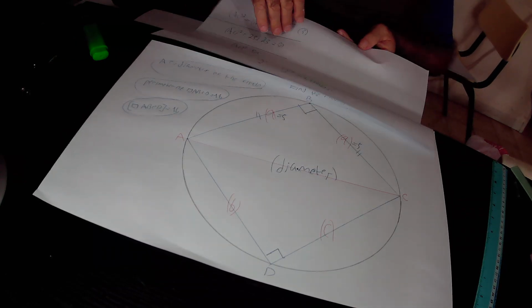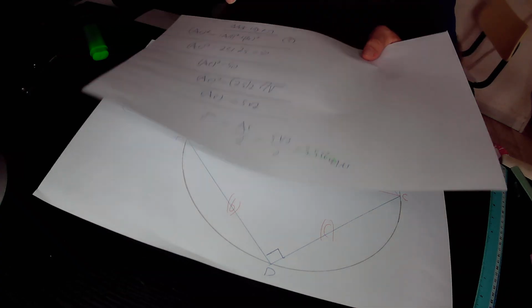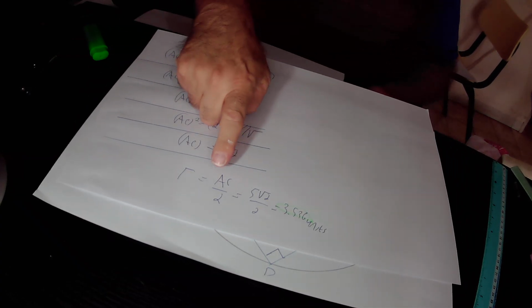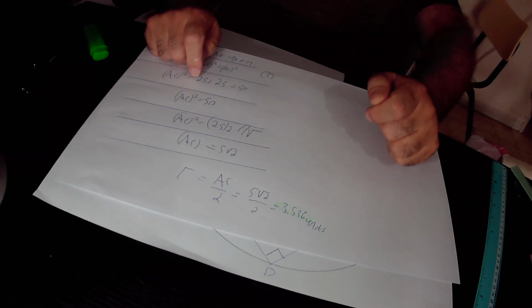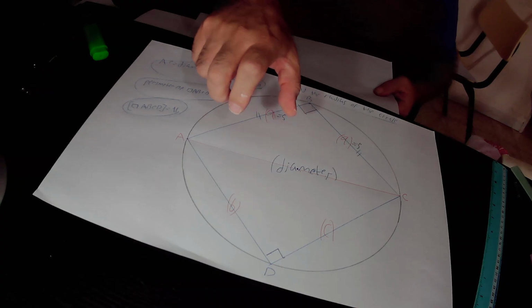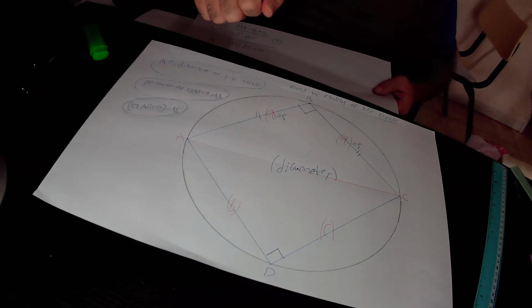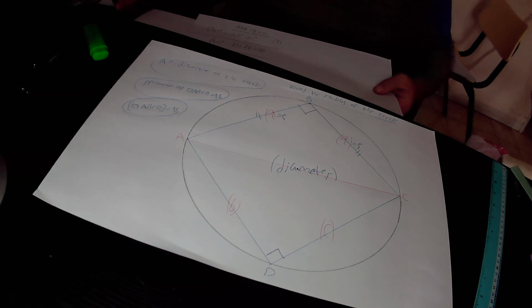AC is the diameter, and therefore the radius is the diameter over 2. So the radius R is the diameter AC over 2. So it is 5 times square root of 2 over 2. So in total we found out that the radius that we are looking for in this question, that is the radius of this circle, equals 5 times square root of 2 over 2 units in length, or in terms of numbers, the radius of this circle R equals 3.536 units in length. Okay, thank you very much.